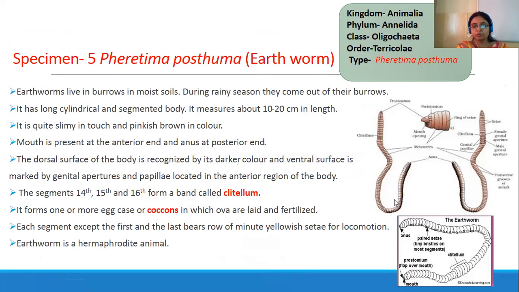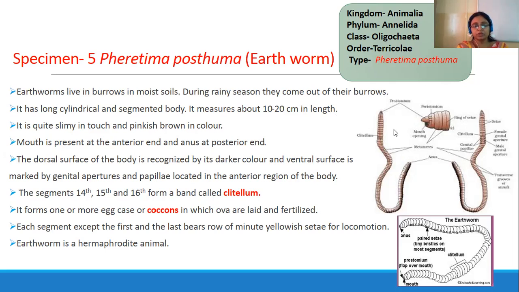They live in burrows in moist soils, and during the rainy season, like now, they simply come out of their burrows. It has a long cylindrical tube-like body. It has a segmented body like this. It measures about 10 to 20 centimeters in length. It is quite slimy and slippery to touch, and somewhat pinkish to brown in color, like that of the soil.